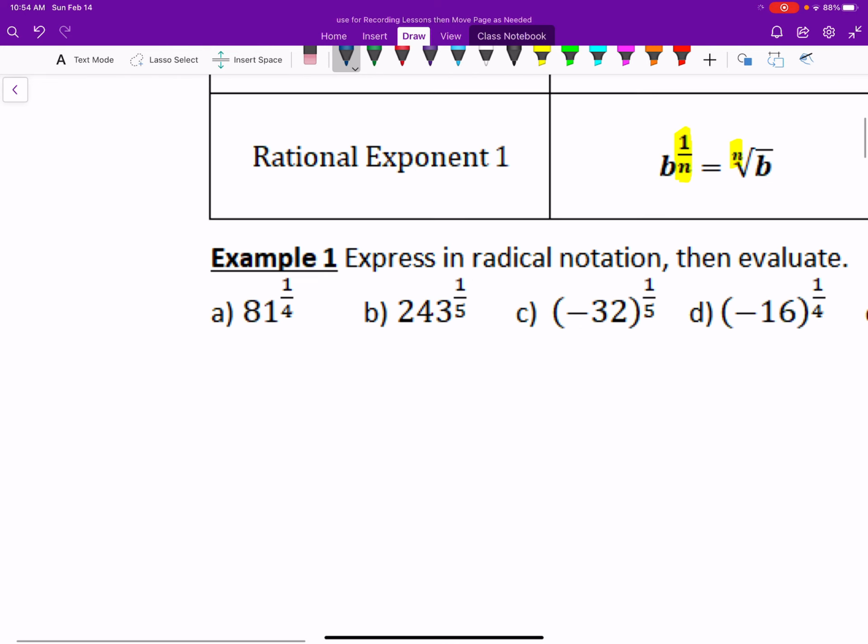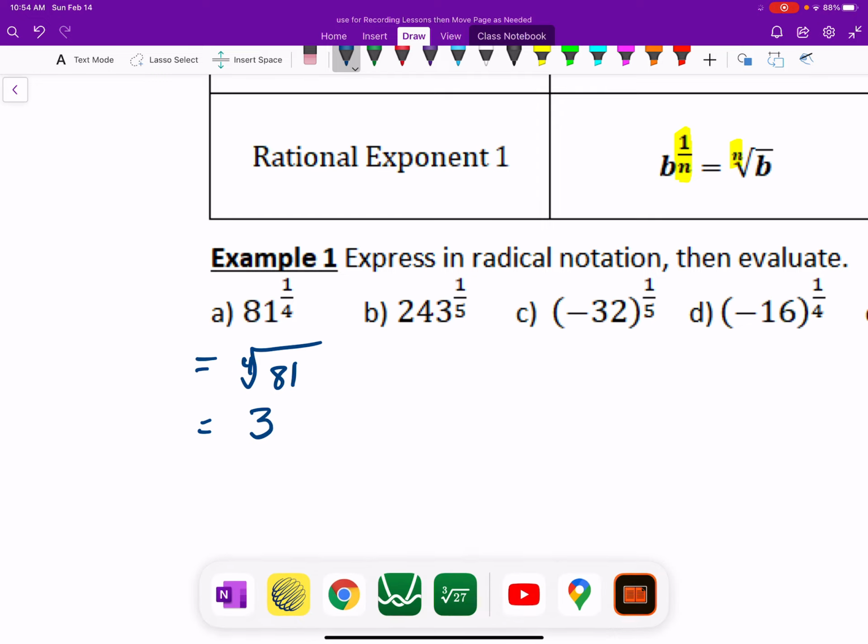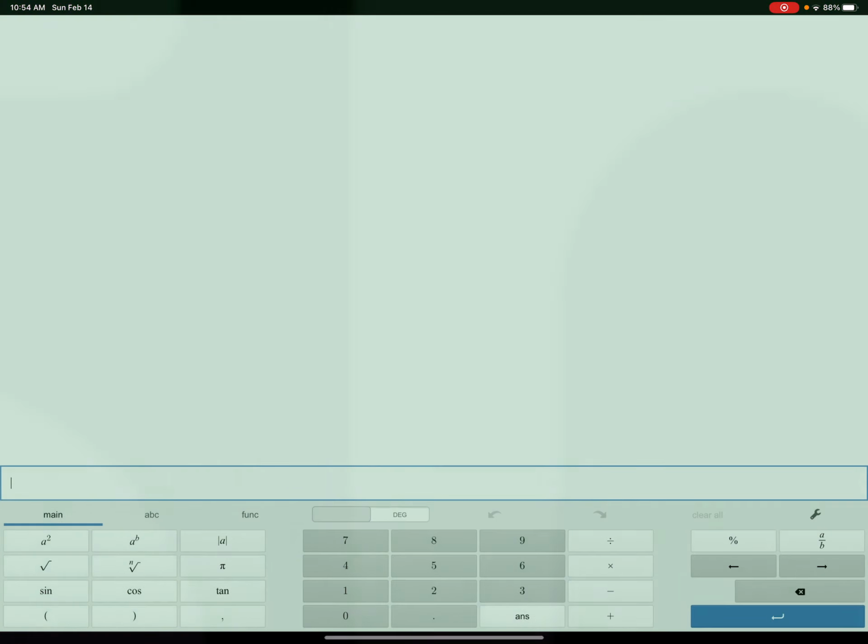So this one means take the fourth root of 81. A number that can be multiplied by itself 4 times to equal 81 is 3. Check it out for yourself. You can always do it in your calculator too. Most calculators have root buttons.